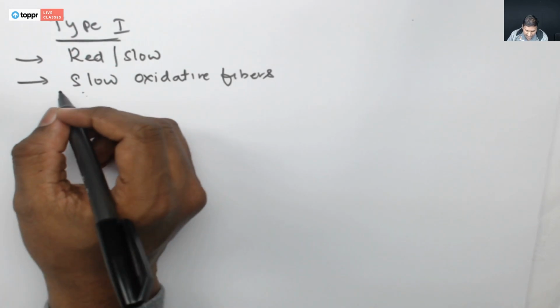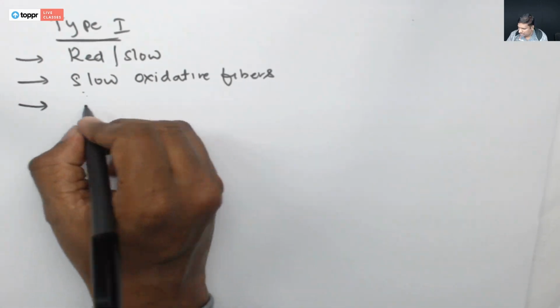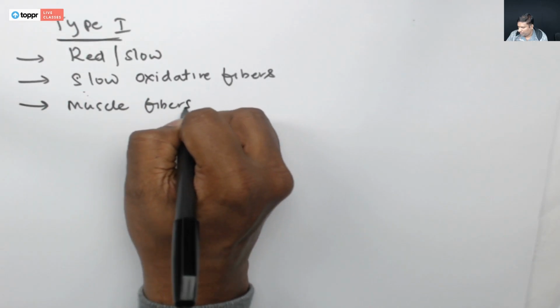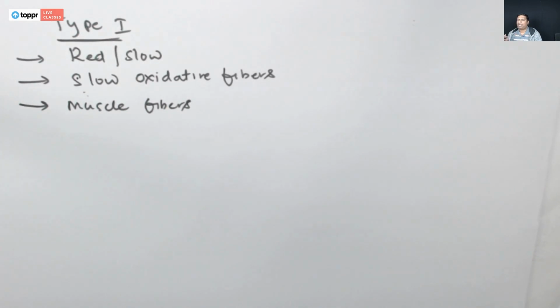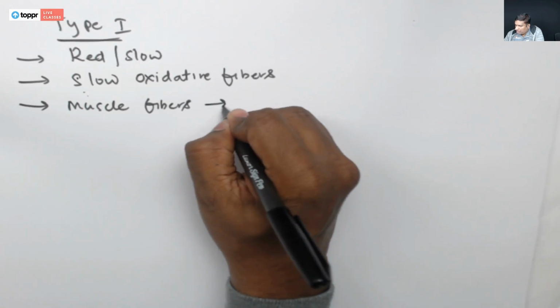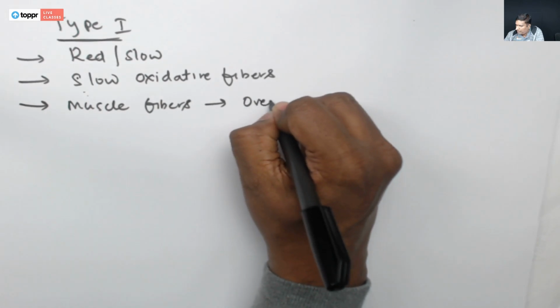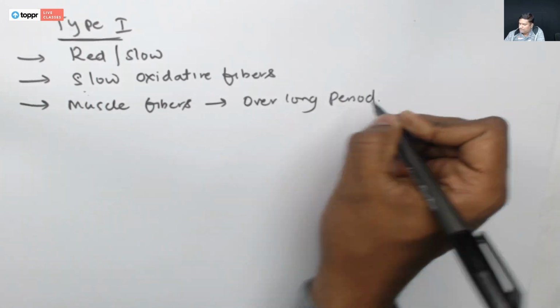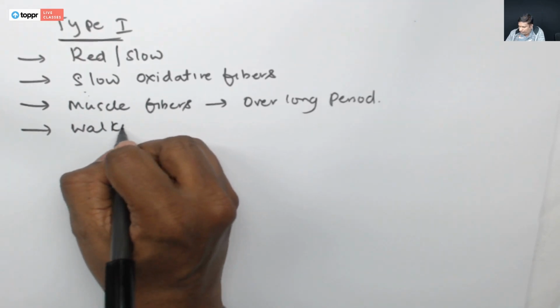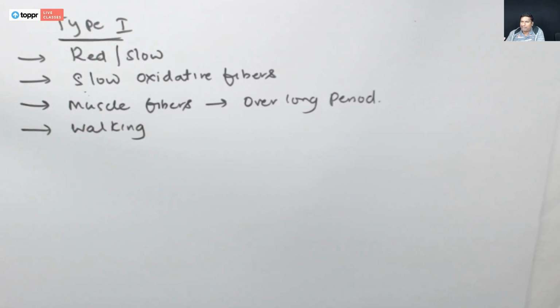These muscle fibers contract initially when you are taking things slow. They work over a long period. I'll give you an example. Suppose you are walking. You don't need energy very quickly. You are slowly moving, so even if your muscle fibers act slowly, that's enough for you. The contractions are enough for you to walk around.